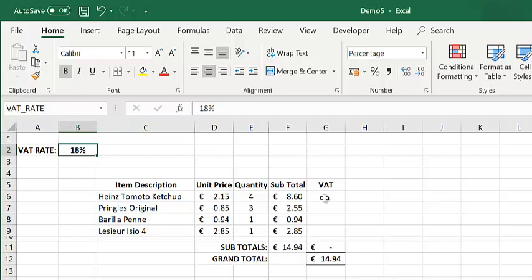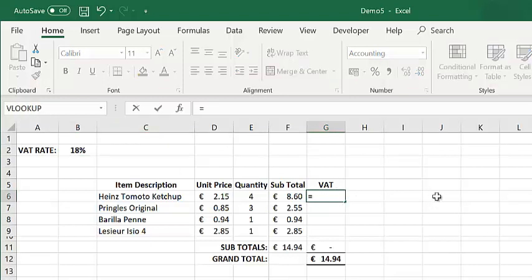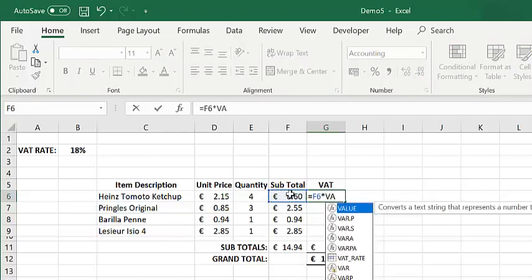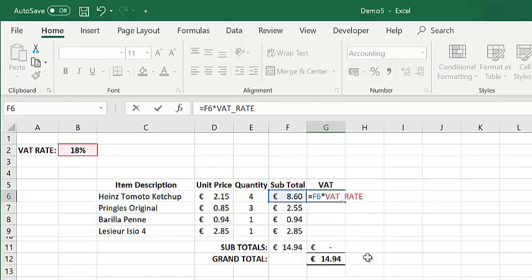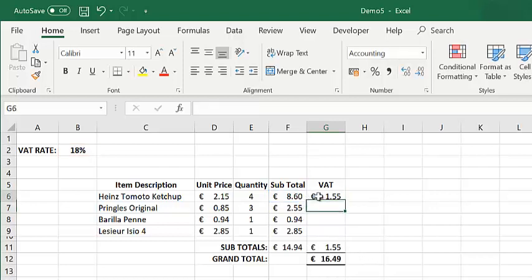Now all we have to do, in this cell, is write the formula equals subtotal times the VAT rate. And I am going to choose the VAT rate from there. This name is making a reference to the cell that we have named a few seconds ago. I can choose it, press enter, and we can replicate. And our bill is now done.